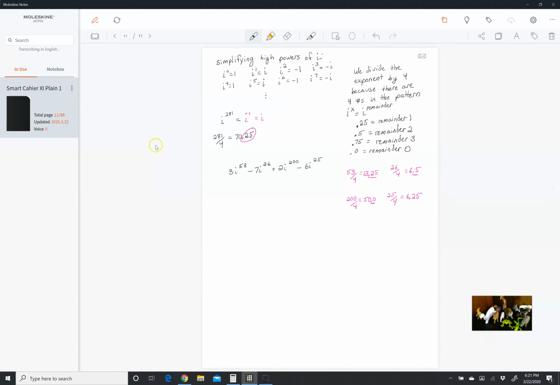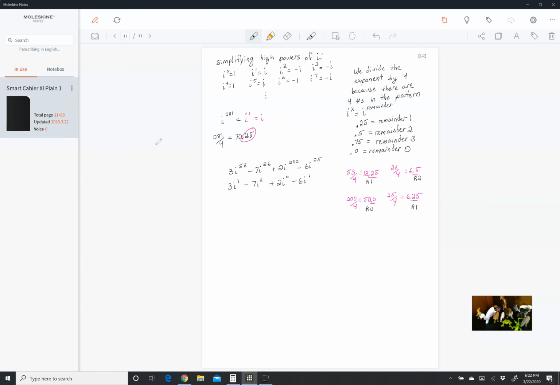So we're going to say 3i to the 53rd, 0.25 means a remainder of 1. 0.5 means a remainder of 2. 0.25 here means a remainder of 1. And the 0.0 means a remainder of 0. So this becomes 3i to the first minus 7i to the second plus 2i to the 0, and then minus 6i to the first.